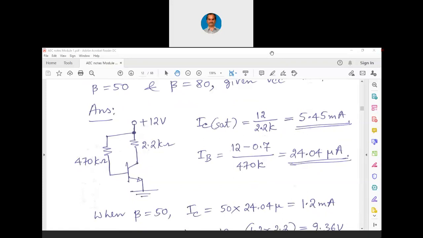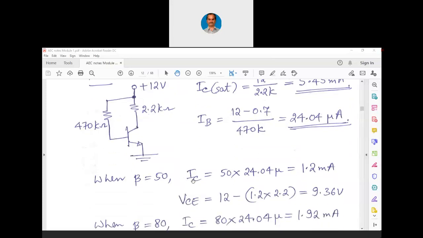Let me see whether anybody has given the answer. Harshit Gowda has given the answer. Correct. It is 1.2 milliampere. Sayan, something went wrong with your calculations. Okay. So when beta is 50, IC is 50 into 24.04 microampere, 1.2 milliampere.